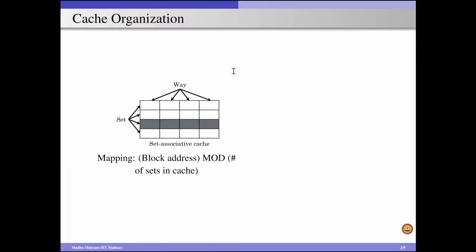So, once we have this type of organization, now how do we map a cache block to a particular location in the cache? For that we use this mapping formula. Take the block address and apply mod operation with the number of sets in this cache. For example, if my block address is 20, and because here the number of sets is 4, automatically this block address 20 is stored in set 0.